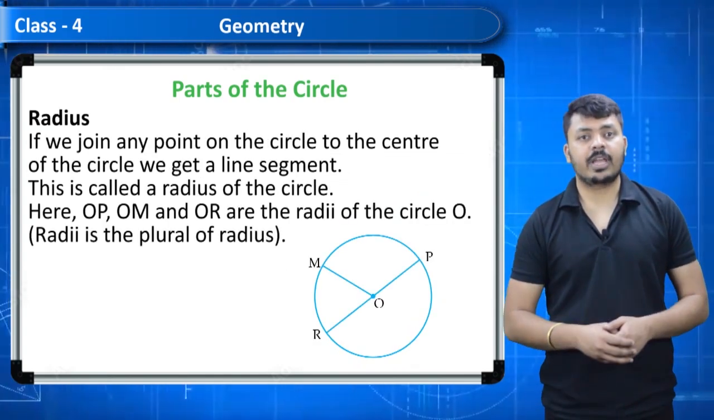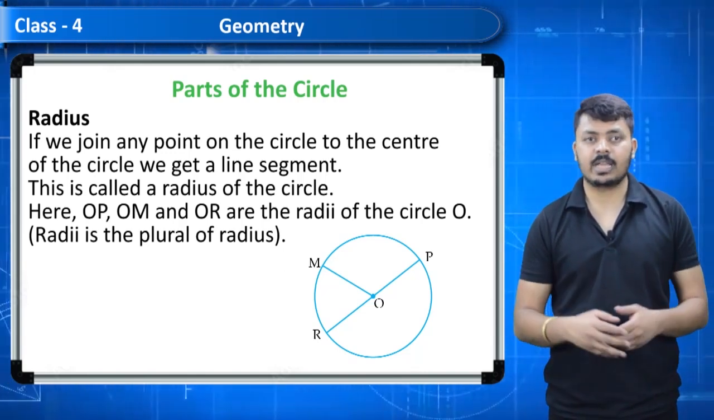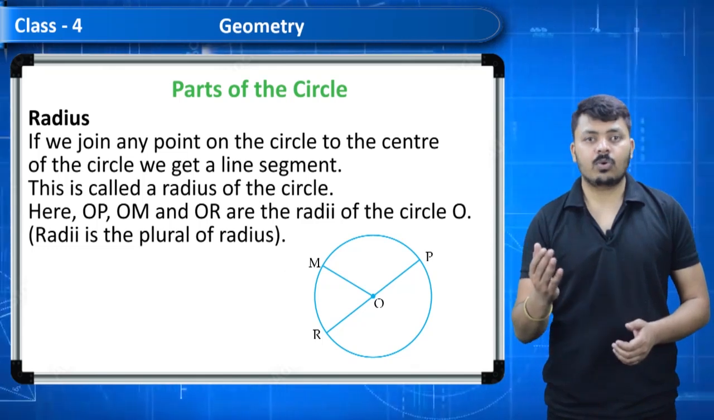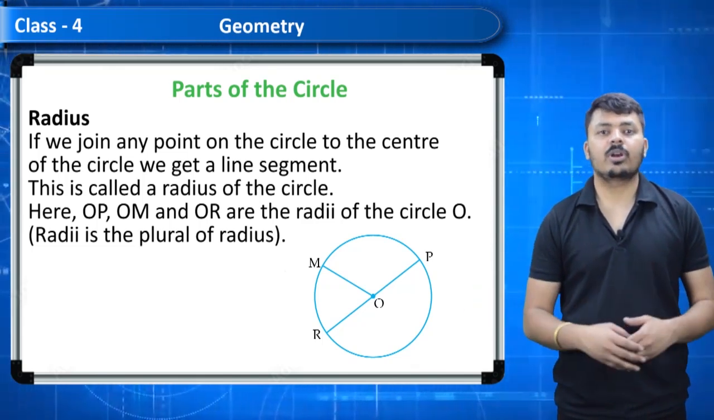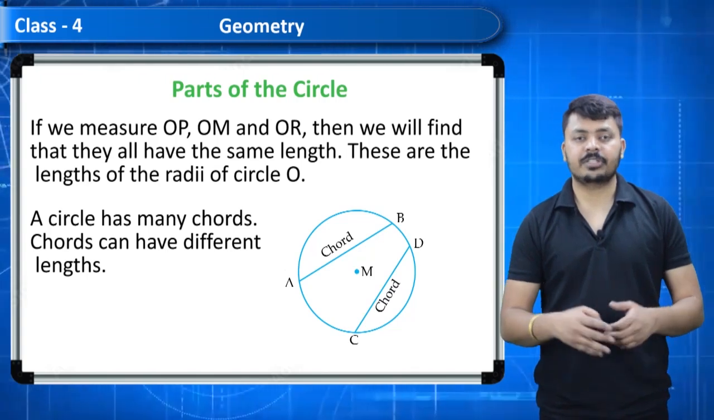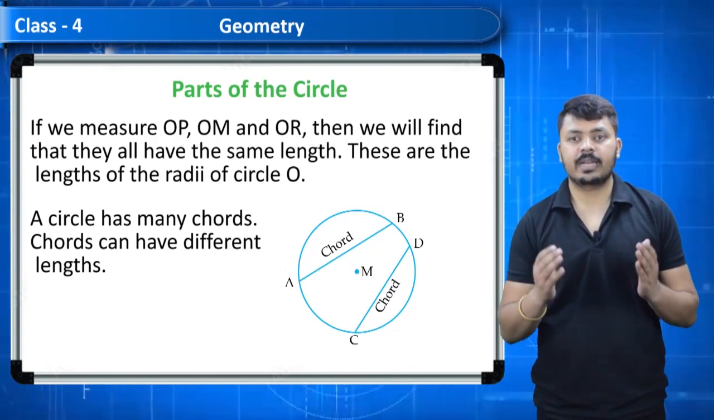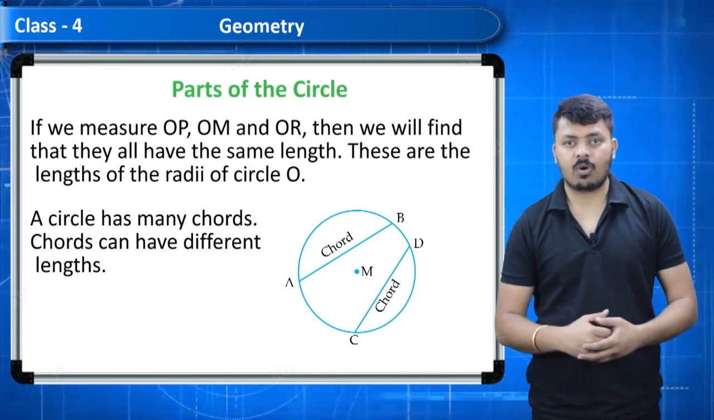Radius. If we join any point on the circle to the center of the circle, we get a line segment. This is called a radius of the circle. Here, OP, OM and OR are the radii of the circle O. Radii is the plural of radius. If we measure OP, OM and OR, we will find that they all have the same length. These are the lengths of the radii of the circle O.